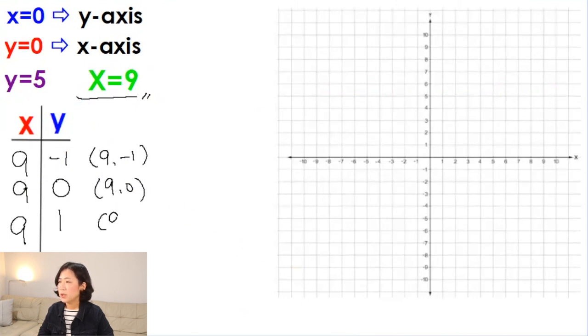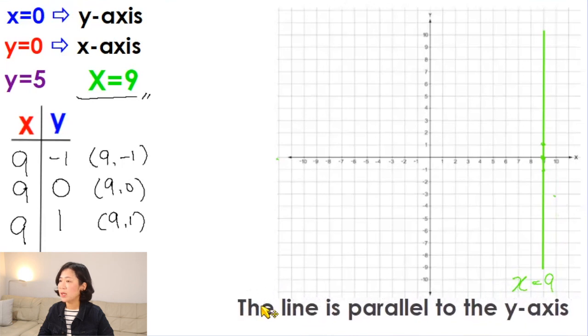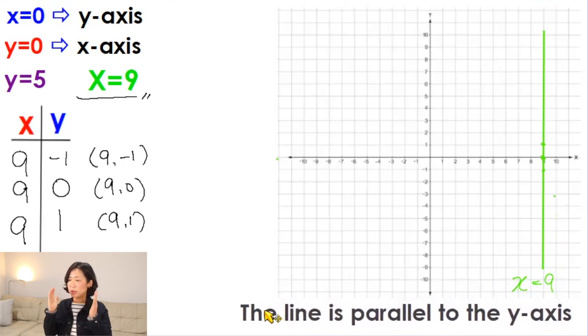Let's see. So look at the graph. We've got a vertical straight line graph, right? So this is x equals 9. Then have a look at the y-axis. What did you notice? The line x equals 9 is parallel to the y-axis. When you extend the graph, the two lines never meet, right?